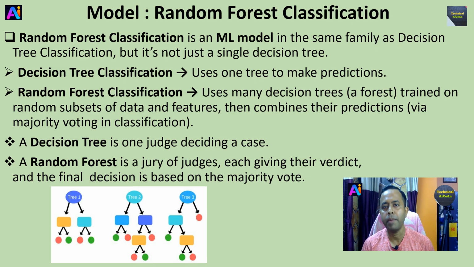In random forest classification, each tree gives a prediction. The majority vote becomes the final output, the predicted output. For example, a decision tree is one judge deciding a case, and a random forest is a jury of judges, each giving their verdict, and the final decision is based on the majority vote.